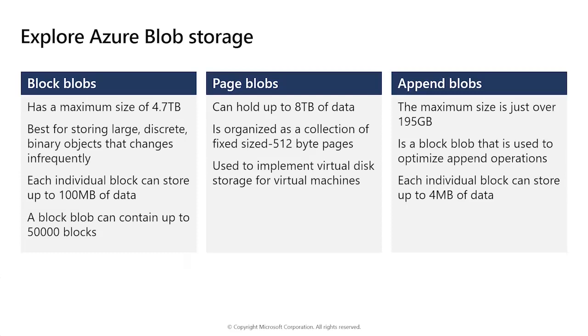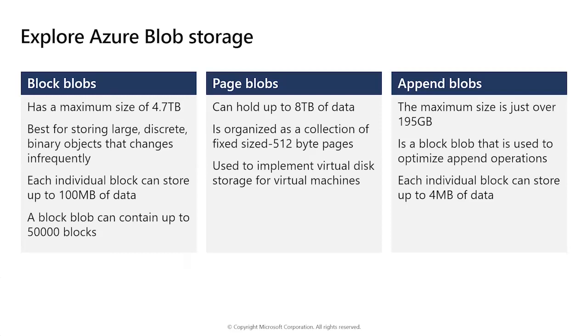A block blob is handled as a set of blocks. Each block can vary in size up to 100 megabytes. A block blob can contain up to 50,000 blocks, giving you a maximum size of 4.7 terabytes. So the block is the smallest amount of data that can be read or written as an individual unit. And block blobs are used to store discrete, large binary objects that are changed very infrequently.